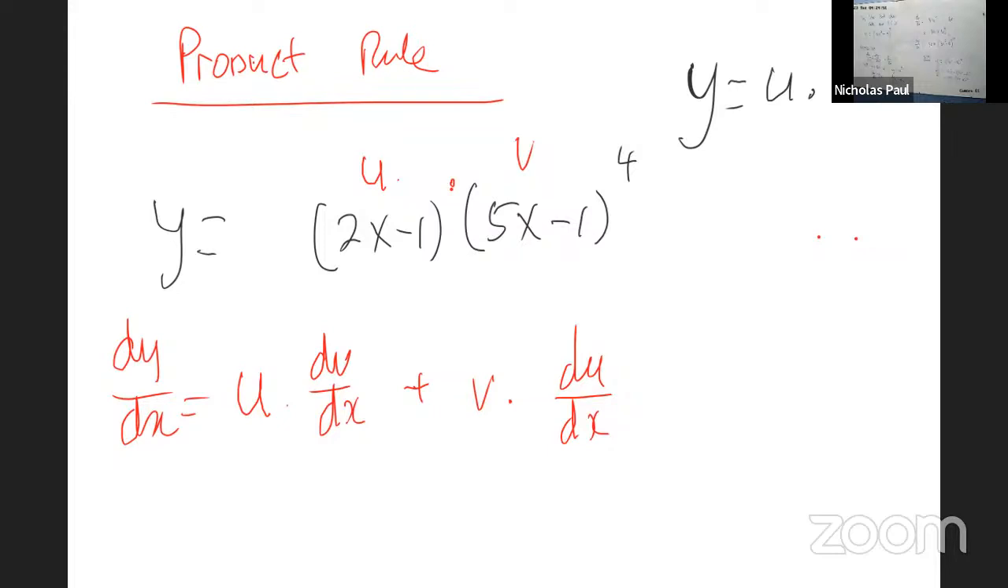So to differentiate something that looks like that, we use something called the product rule. This here is your product rule. Once you identify it as a product, you have to use the product rule. There are two rules, product and quotient. Copy it down, and let's give it a try.